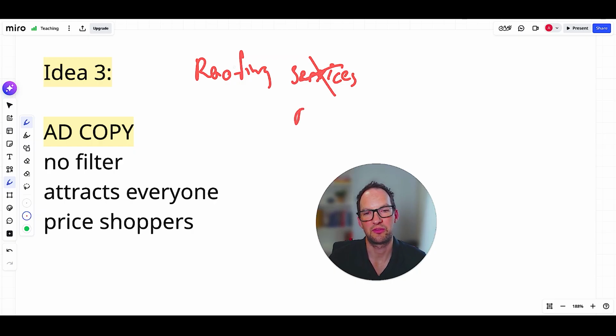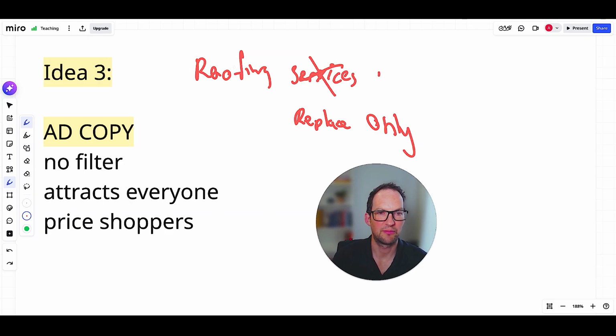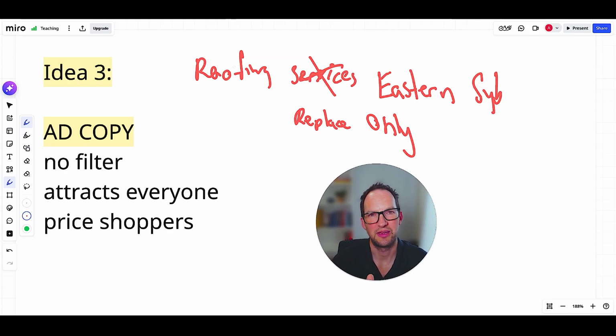We want to be using things like maybe replacements only. And by having replacements only, you're going to drive away people that are looking for just a quick repair, something minor, some sort of minor issue, and you're going to be pushing people towards replacing. If you're finding you're attracting people on the wrong side of the city, you might say something like eastern suburbs only. And by having something like that, that's going to be, again, filtering people before they actually click on your ad.